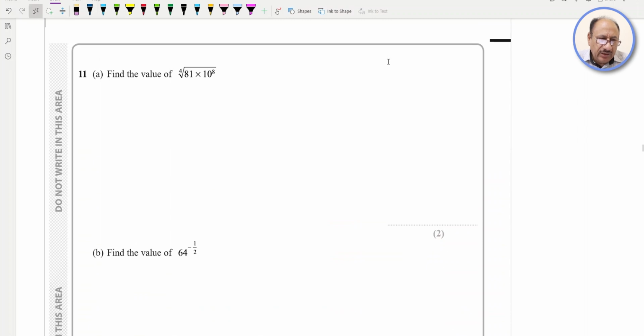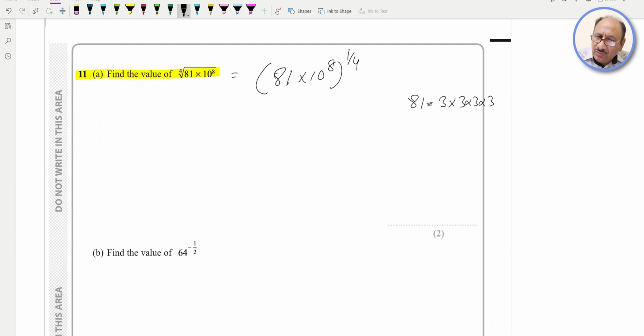Now question number 11. Question 11 says find the value, A part, find the value of this. So we can rewrite this as 81 into 10 raised to the power 8, whole raised to 1 by 4. So 81 can be written as 3 into 3 into 3 into 3. So this will be 9, 9 into 3 will be 27, 27 into 3 will be 81. So 3 raised to the power 4.